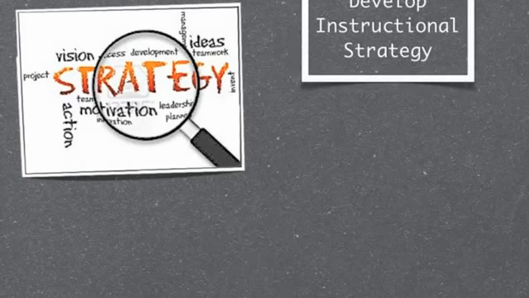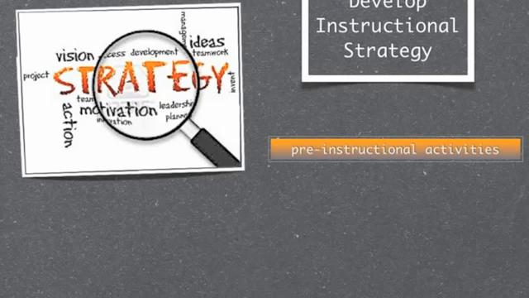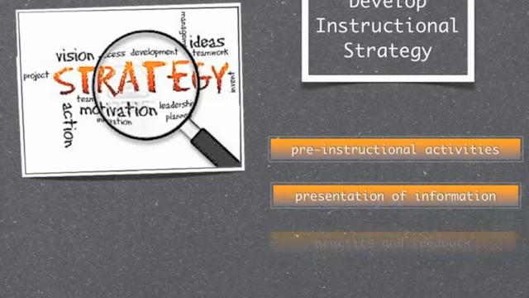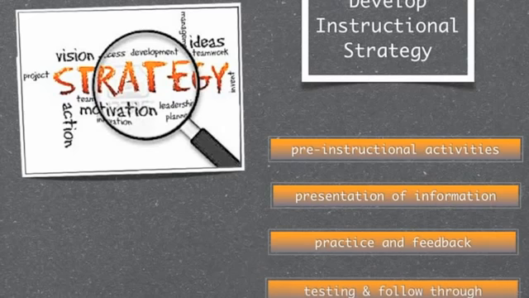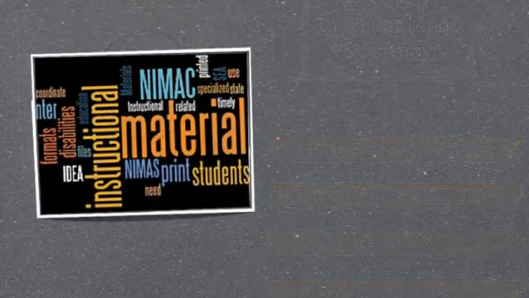In step 6, using the information gained from the previous steps, instructional designers are required to identify the instructional strategy. This strategy should cover pre-instructional activities, presentation of information, practice and feedback, testing and follow-through activities. The strategy should be based on current learning theories and research, content to be taught, learners' characteristics, and the medium through which the instruction will be delivered.